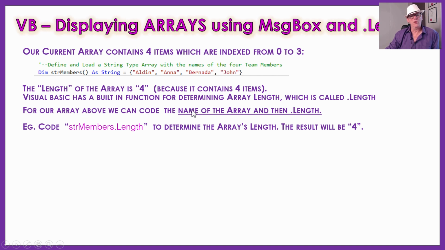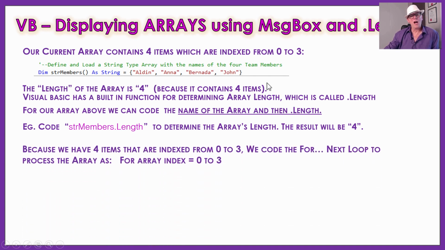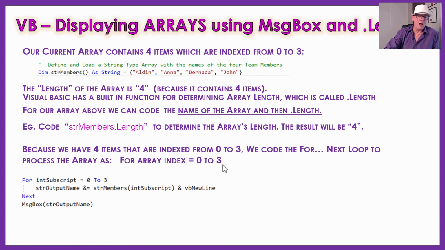Now, for the array code, what you can do is you can have strMembers.length. So if you put the name of the array here and put a dot length on the end, Visual Basic will work out, hey, let's go check how long that is, 1, 2, 3, 4, and it'll return the result of 4. All right, now because we have 4 items, but they're indexed from 0 to 3, we have to do the for loop as array index is 0 going up to 3. Not 1 to 4, okay? Now thinking about that number 3, that's how we wrote it previously, and you should have tested that and got that working. So 0 to 3.